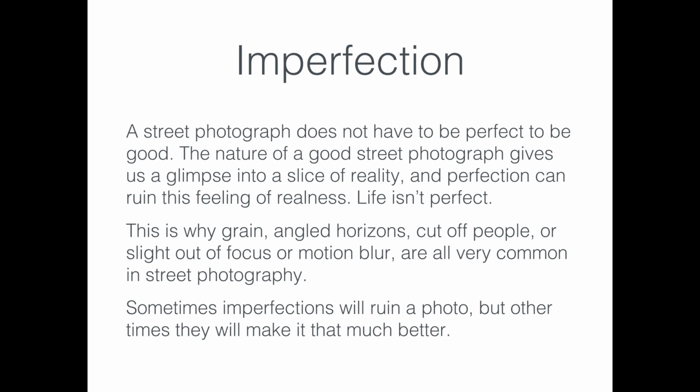A street photograph does not have to be perfect to be good. The nature of a good street photograph gives us a glimpse into a slice of reality, and perfection can ruin this feeling of realness because life isn't perfect. This is why grain, angled horizons, cut off people, or slight out of focus or motion blur are all very common in street photography and celebrated. Sometimes the imperfections will ruin a photograph, but other times they will make it that much better. Really, we're celebrating special moments, interesting moments, unique moments, and having something that's not quite perfect is in many situations going to enhance that feeling. Some situations it will ruin it, but it really depends on the photograph.